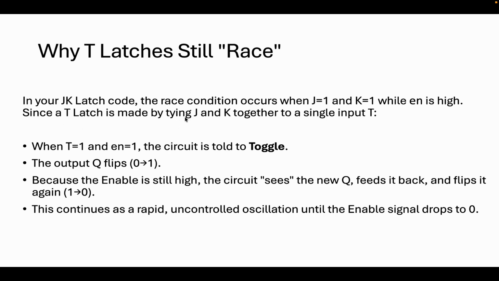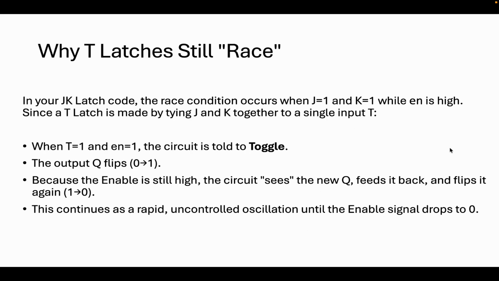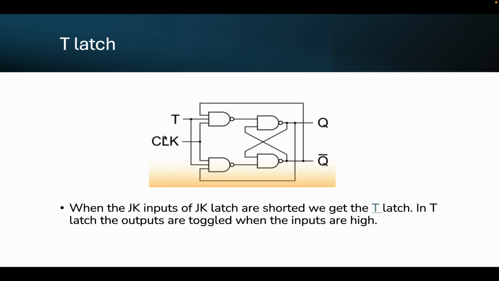Since a T latch is made by tying J and K together, it means we are shorting it. When T is 1 and enable is 1, the circuit is told to toggle. The output Q flips from 0 to 1. Because the enable is still high, the circuit sees the new Q, feeds it back and flips it again, 1 to 0. Here, since they are giving feedback, it has become 1 to 0, but since again feedback is being given to the input, it will again change from 0 to 1.